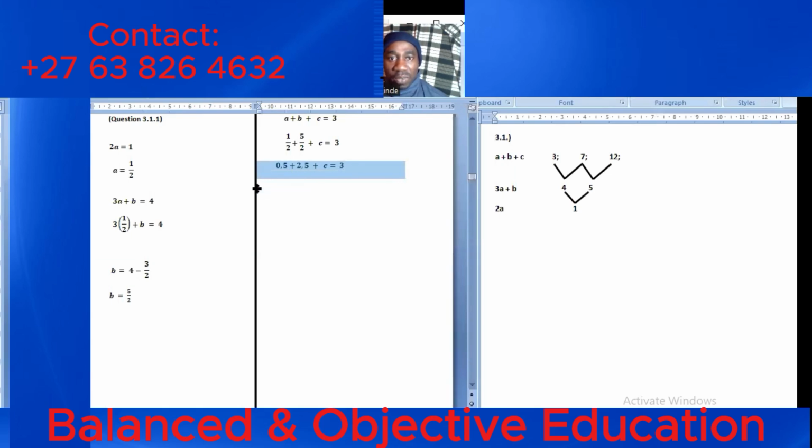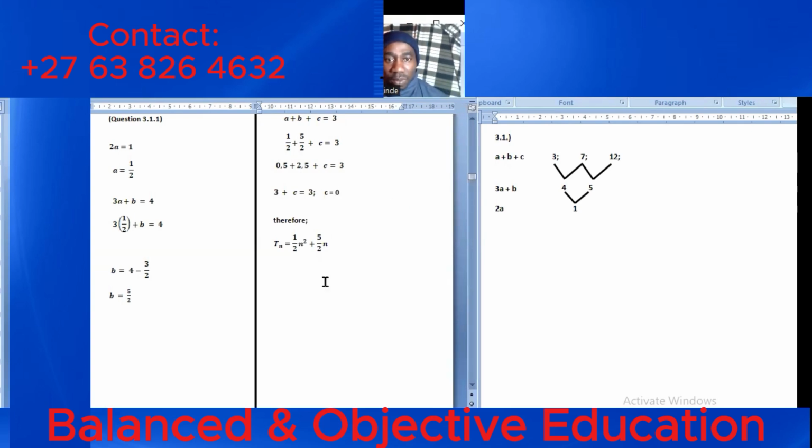If you take that 3 to the other side, that is what we see in the next step. I'm just breaking it down into simplest form for you guys. So we have 3 plus c equals 3. So that means that c will be equal to 0.